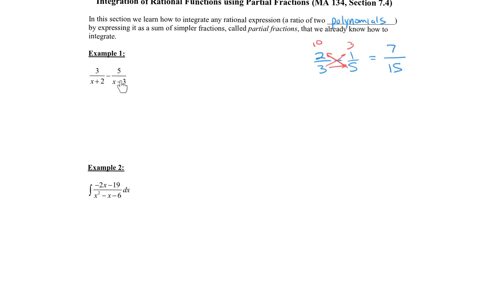But that shortcut works on these too. So I don't have to actually multiply this by x plus 2 over x plus 2. And I don't have to multiply this by x minus 3 over x minus 3 to get a common denominator and go through all that. I can just do the shortcut method. So I'm just going to multiply the two denominators together. And then I'm going to multiply crossways this way. So I'm going to get 3 times x minus 3, which I'll write over here. So 3 times x minus 3, and then minus 5 times x plus 2.